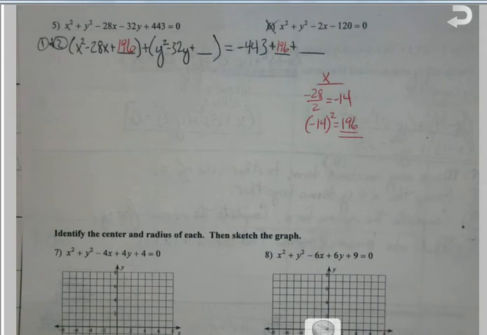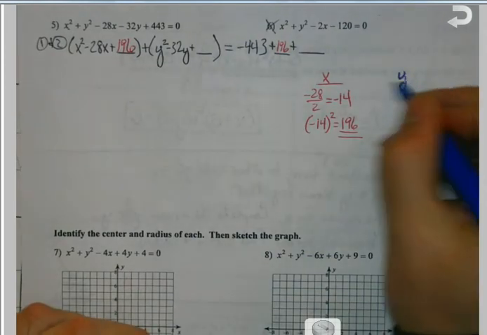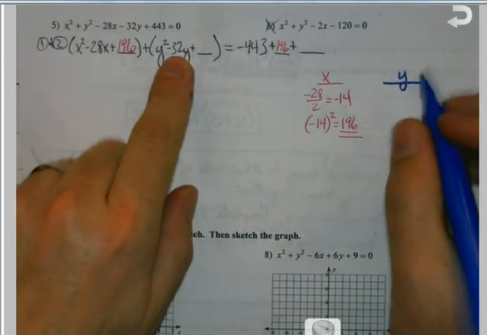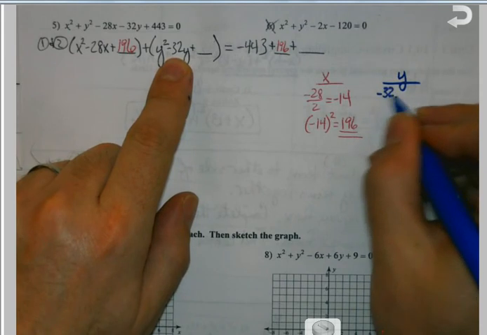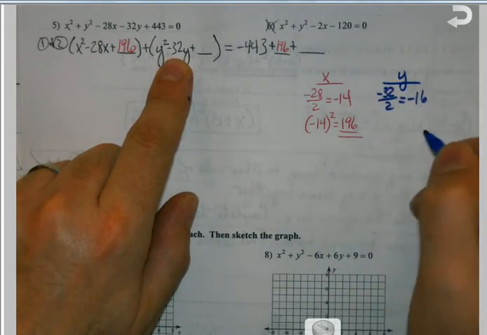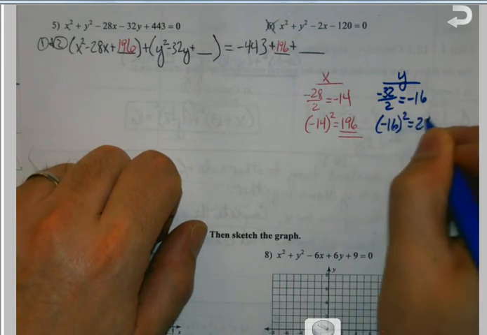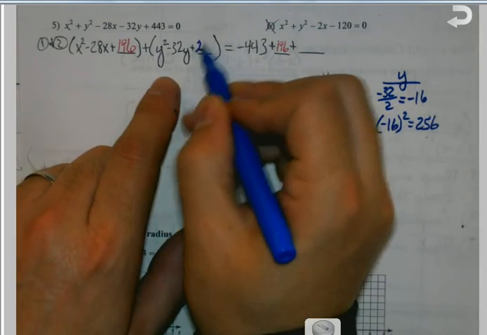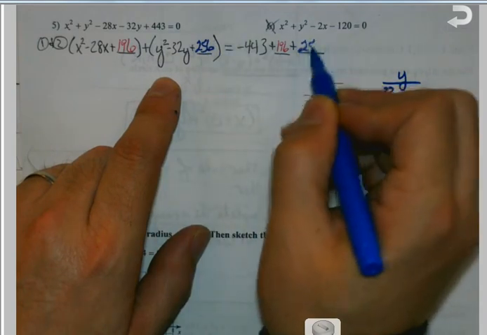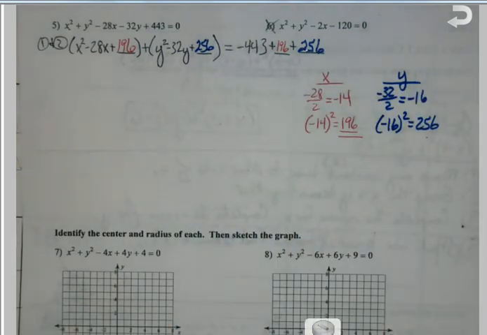Once I get that, we do it again for y. Take my b value, divide it by 2, and then square it. I got negative 256. Got to have it in parentheses. Yeah, if you don't have it in parentheses, if you get a negative number, you probably forgot the parentheses. You'll never get a negative number that you're going to stick in any of these spots. It'll always be a plus.